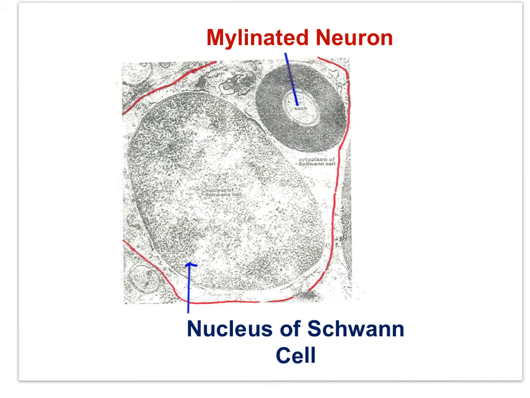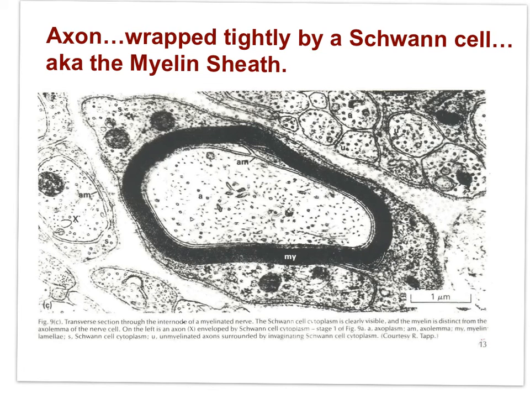If you understood the diagram on the last slide, you can make sense of this micrograph. The axon is here. The Schwann cell is wrapped tightly around the axon, and the Schwann cell membrane is here. This is the nucleus of the Schwann cell. Here is another micrograph of an axon wrapped tightly by a Schwann cell, aka the myelin sheath.